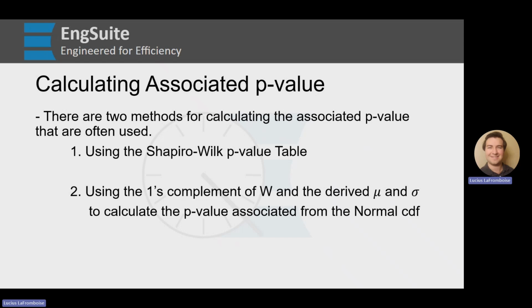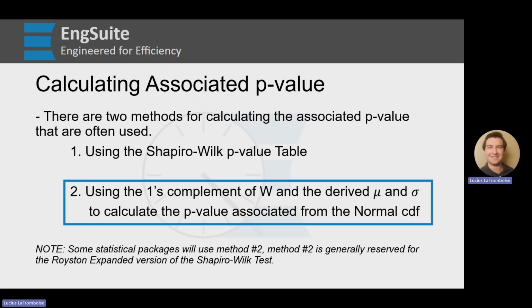The first is the Shapiro-Wilk p-value table, which we used last time, and if you remember, only goes up to 50 samples, which means we will need the second one today, using the 1's complement of W and the derived mu and sigma to calculate the p-value associated from the normal CDF. We'll get into that in a sec.